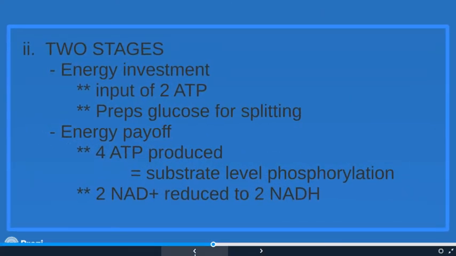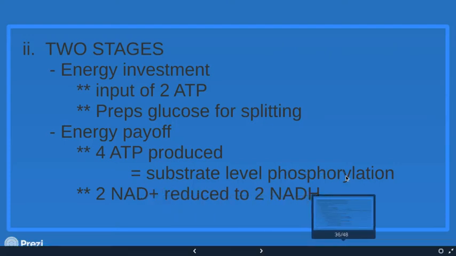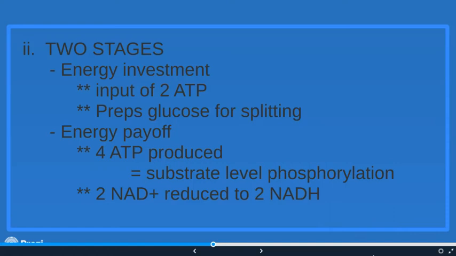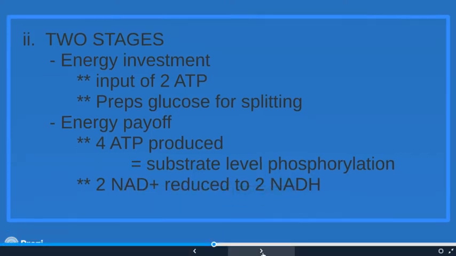Okay. Then we have our energy payoff. In other words, after putting in a little bit of energy, we're going to get some ATP produced from it. Remember the word phosphorylation. When something has a phosphorus added to it, it's referred to as being phosphorylated. So the ATP that's produced in the energy payoff phase of glycolysis is going to happen from substrate level phosphorylation, which is different than what's going to happen later. We also get a couple of our NAD charged so it can carry some electrons.